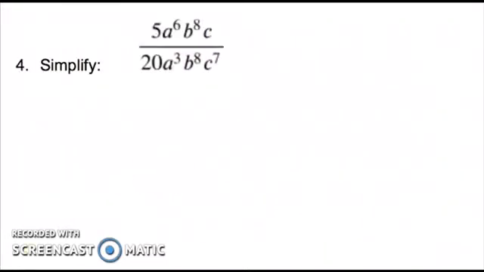Number 4, it is asking you to simplify. So first, we go from left to right, so we highlight first the 5 and the 20 and we reduce that fraction. 5 over 20 reduces to 1/4, so let's put the 4 at the bottom. Now let's go on to the a's. Subtract the smaller exponent from the larger, so 6 minus 3 is 3. The larger exponent is up top, so we write a to the 3 up top.